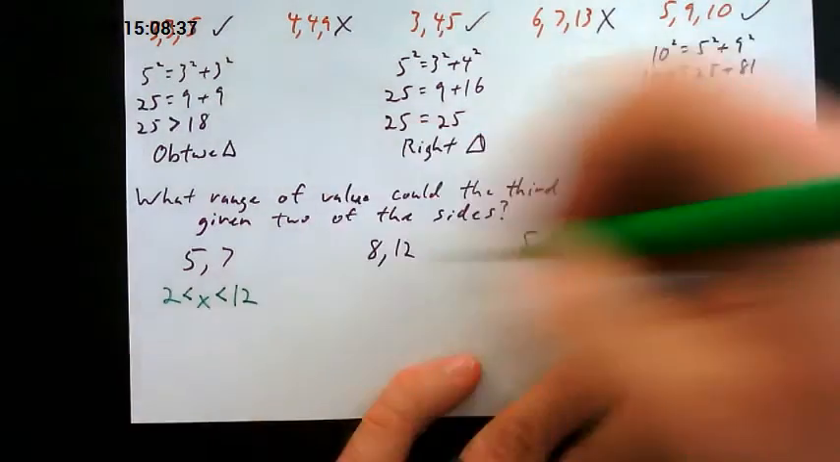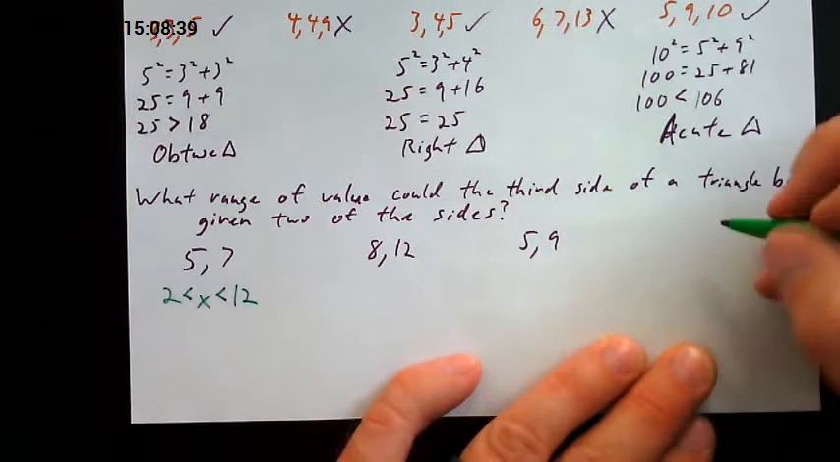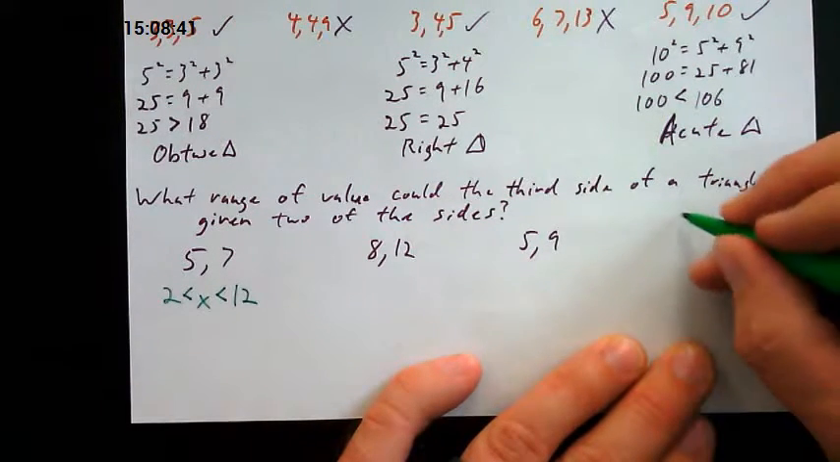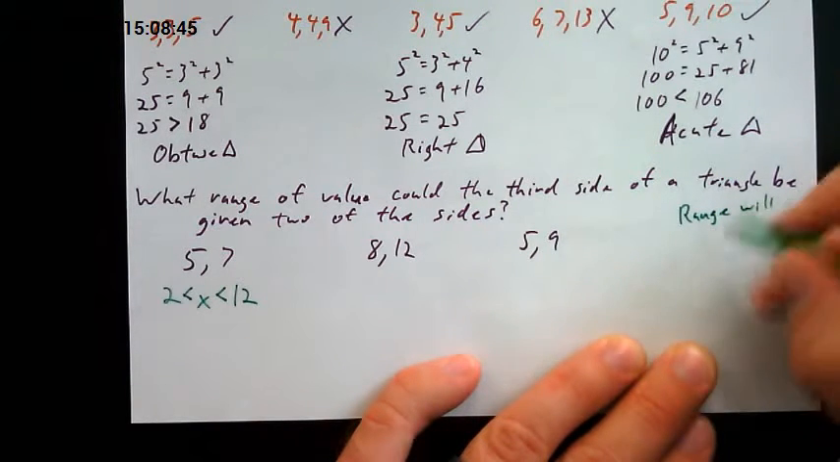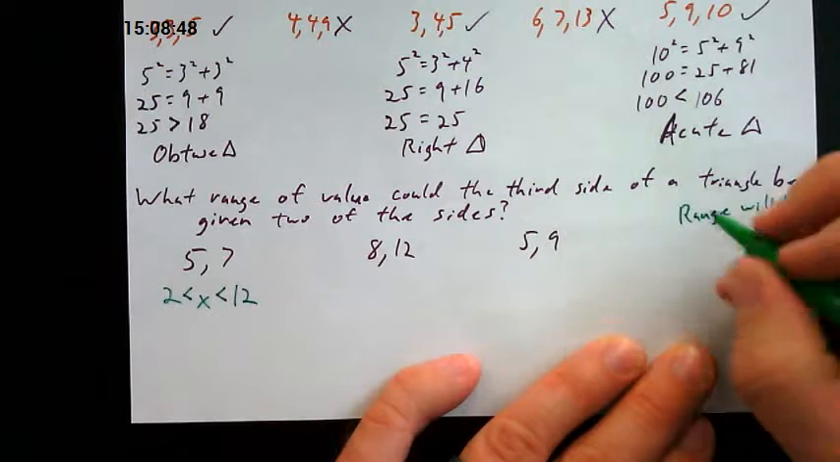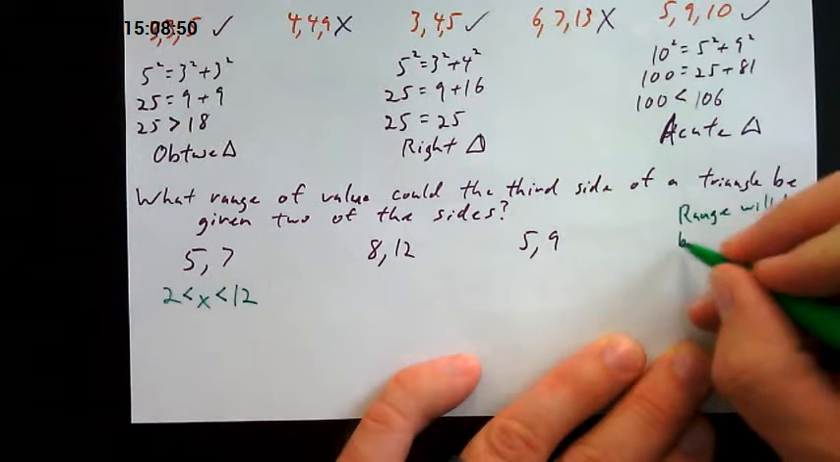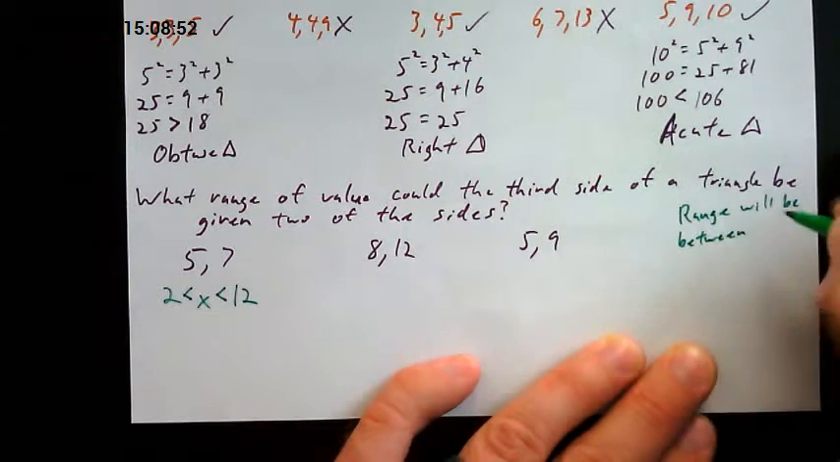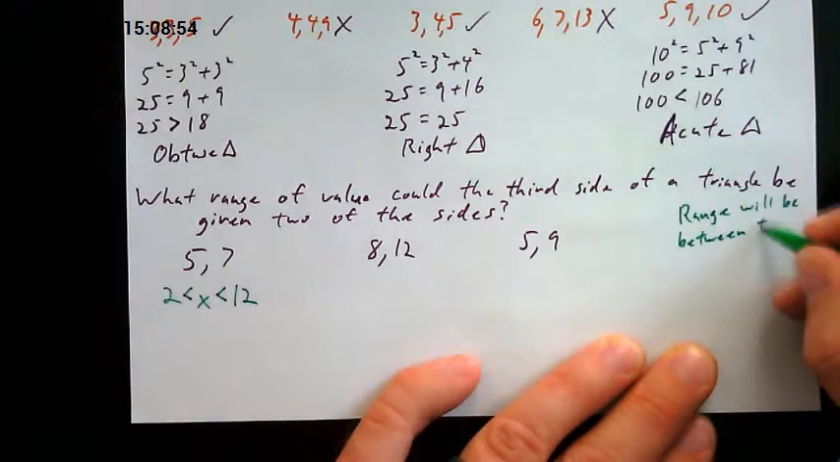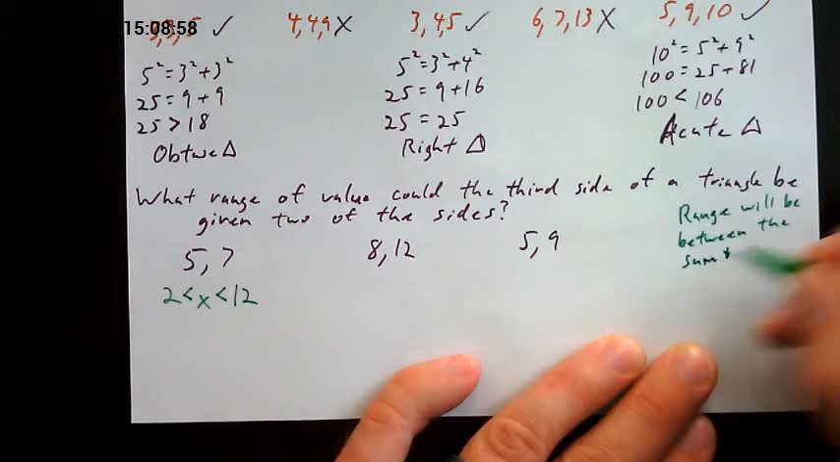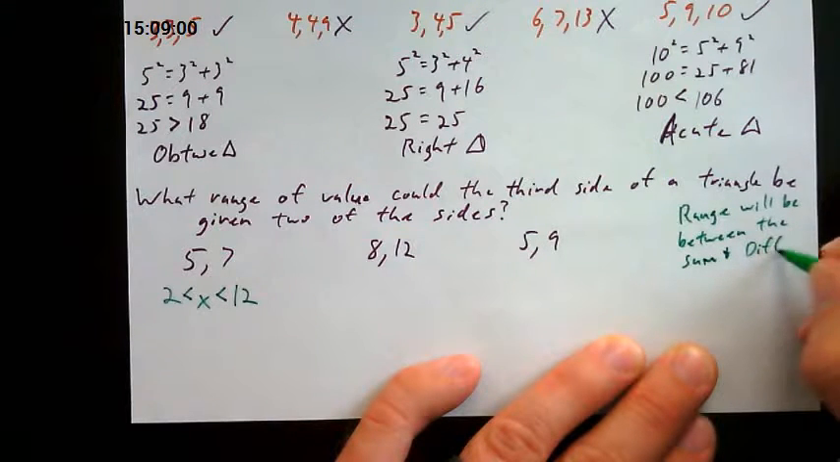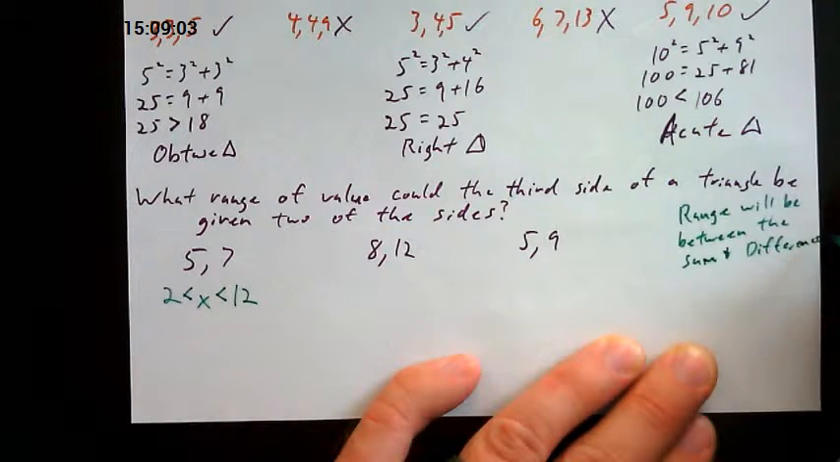So we're given two values. The range of the third side will be between the sum and difference. Range will be, you can write it underneath if you need to. Where's underneath? Underneath where? Right in here. I wrote on the side, dummy.